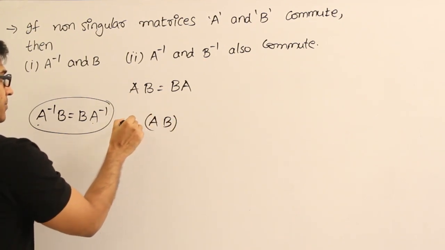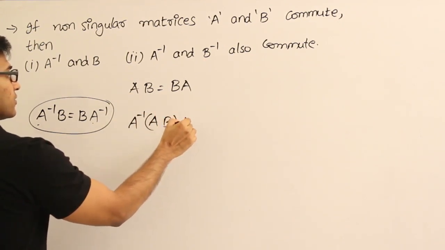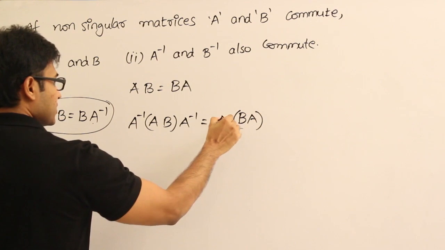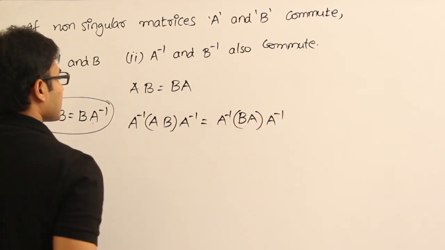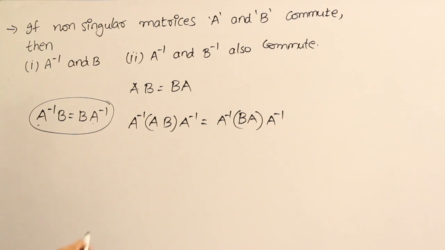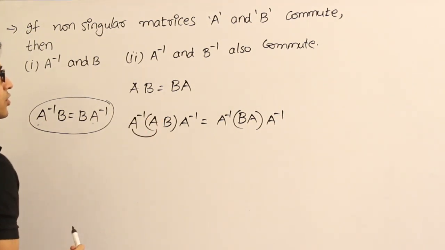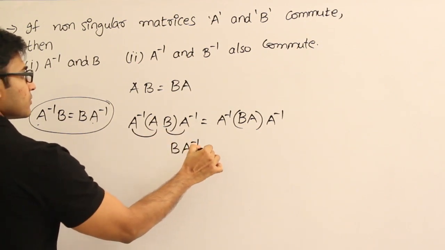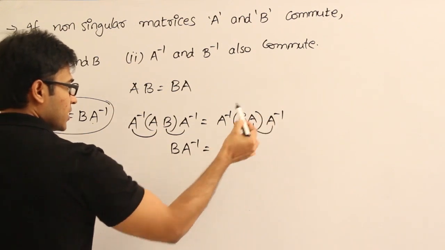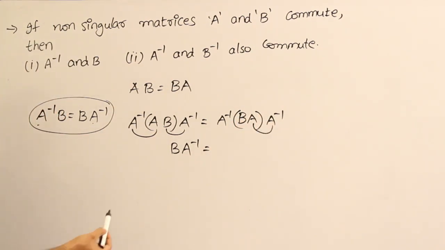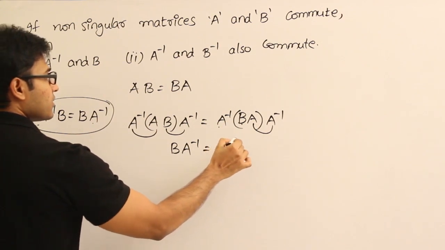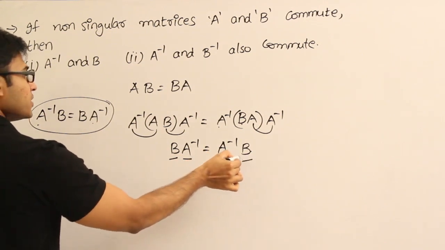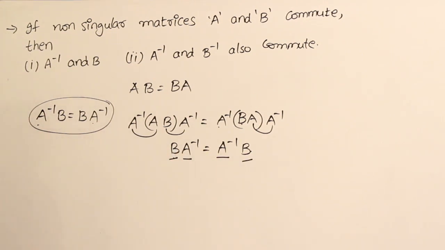I'm taking the LHS and multiplying both sides with A inverse, and similarly in the RHS also I'll multiply both sides with A inverse, right? So now A and A inverse are multiplied, then what do we get? I, and what is remaining? B into A inverse. And now A and A inverse are multiplied, what do we get? I, and what is remaining? A inverse into B, right? So we got B into A inverse equal to A inverse into B, therefore A inverse and B commute. That is the first one.